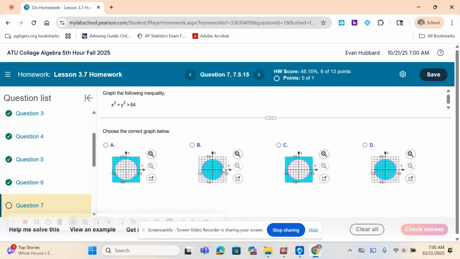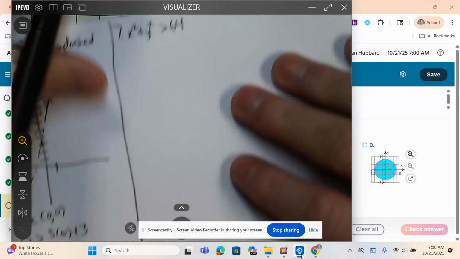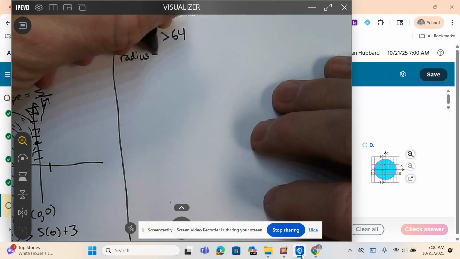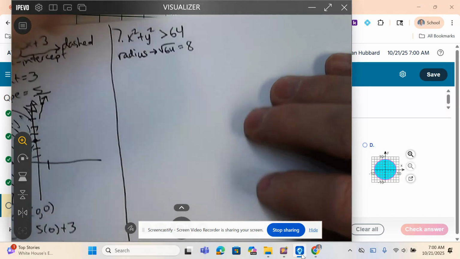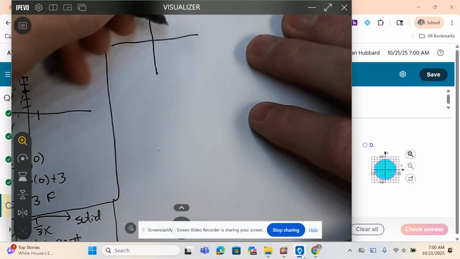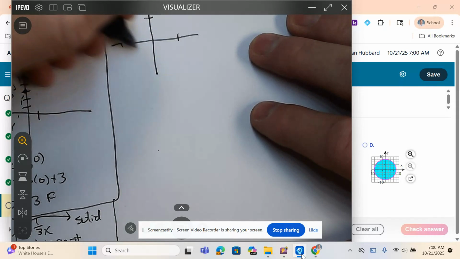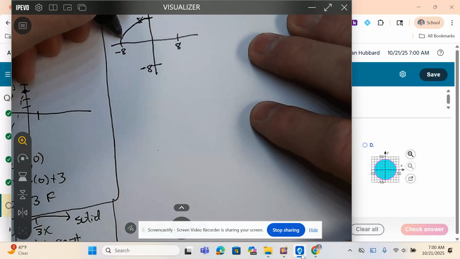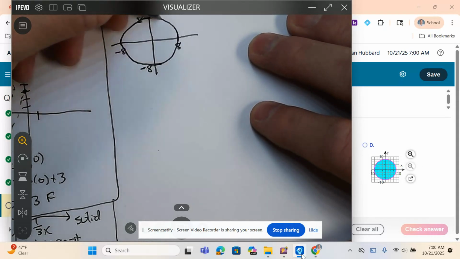Okay, this is setting up kind of for where we're going to head tomorrow. 7, I've got x squared plus y squared is greater than 64. Okay, let me try to sketch this out a little bit. This is a circle. And the radius would be the square root of 64, which is 8. So it's going to be a circle with a radius of 8. I'm going to mark -8, -8, 8, and 8. And so I'm going to do a circle here.